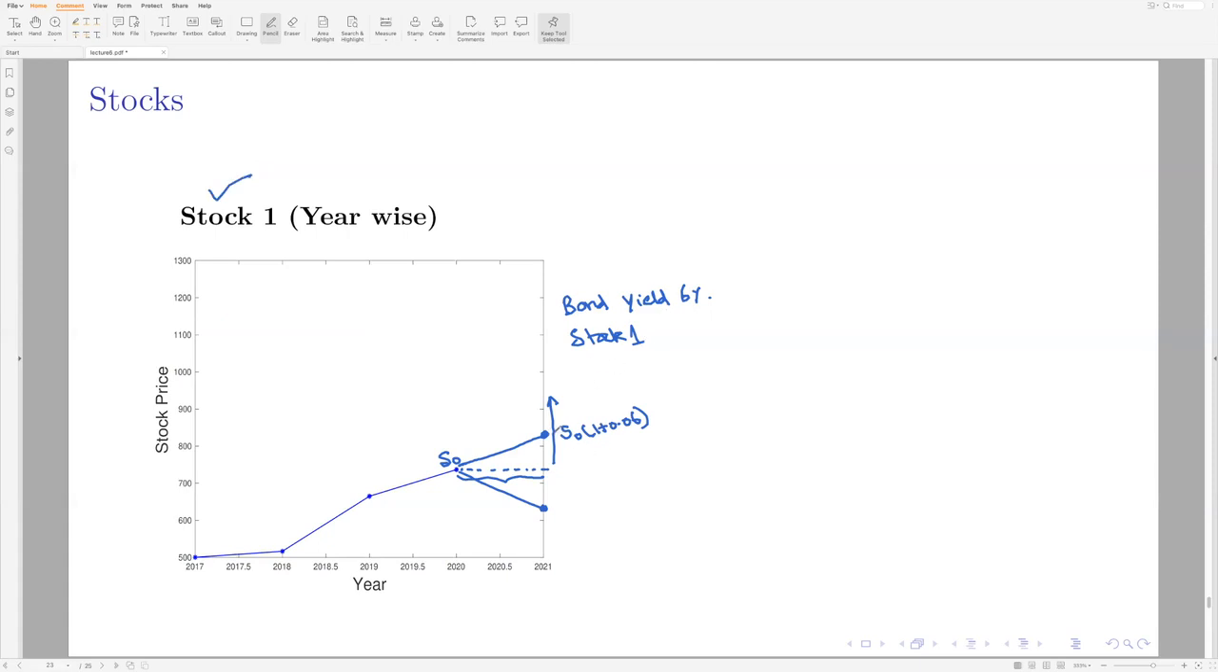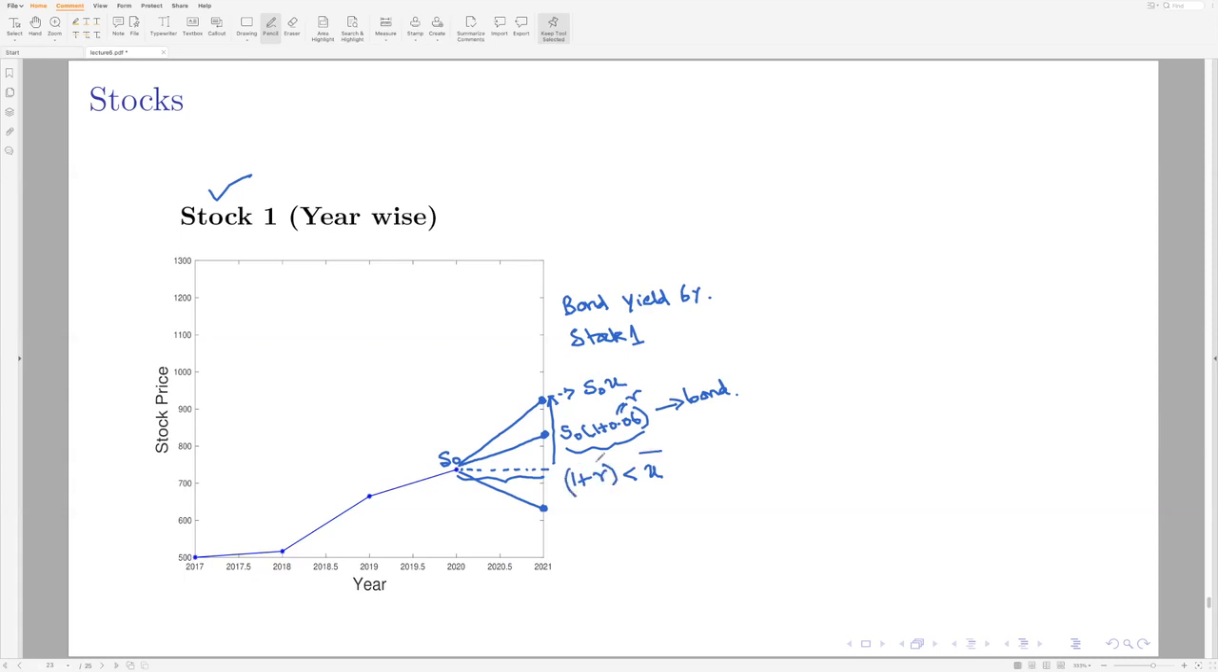If this is something greater than this, that is, say your bond gives you this, now I want something like this, right? Then only I will prefer to put the money in this stock. Say, let us call this S naught into U, where U is greater than 1 plus, let's call this R. Let's call this 1 plus R.